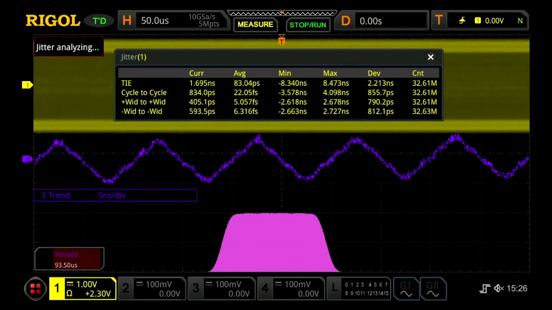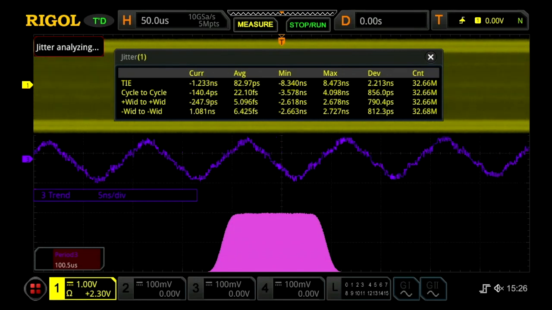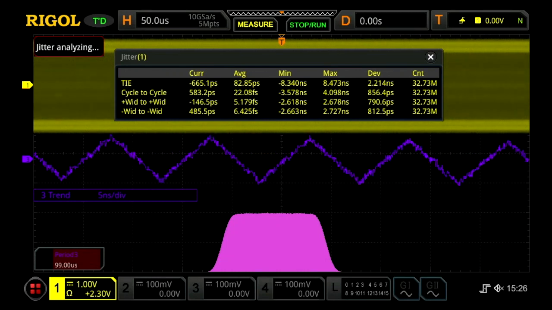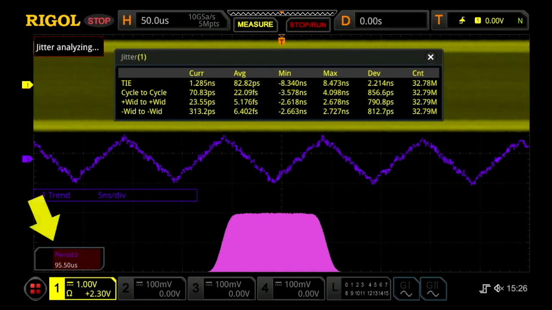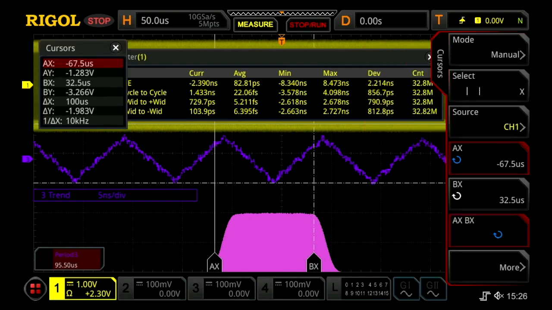Since the errors increase and then decrease linearly, we can tell that the actual clock period is fluctuating between a value slightly longer and slightly shorter than the expected period. We can use this information to look for periodicity in the clock fluctuations. We can use that measurement on the screen in the bottom left, or we can stop this signal and look at the cursors as well.